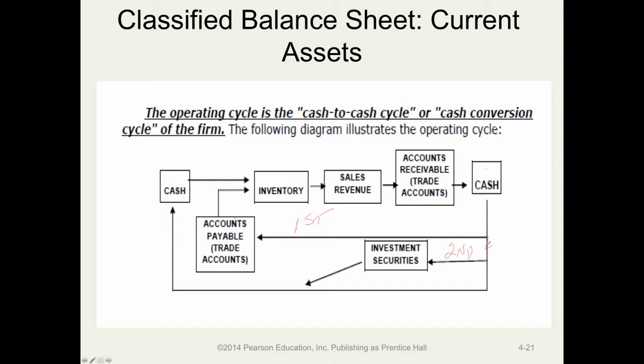Secondly, if you have excess cash, you're going to put that excess cash to work. So you might invest in a CD. You might put that into any other type of interest earning asset. Hold that until the cash is needed. So you would sell these securities if cash is needed in the operating cycle. And then finally, third, you would put the cash back into the business. Okay? So this is the cash operating cycle.